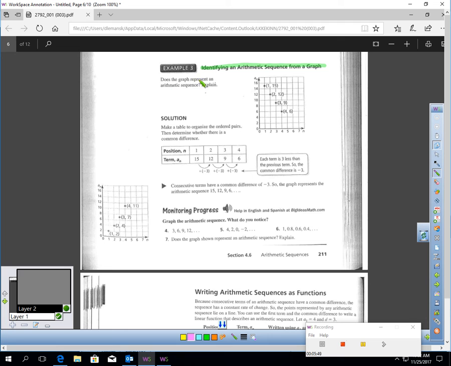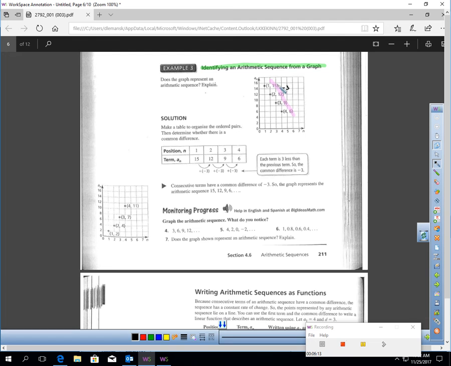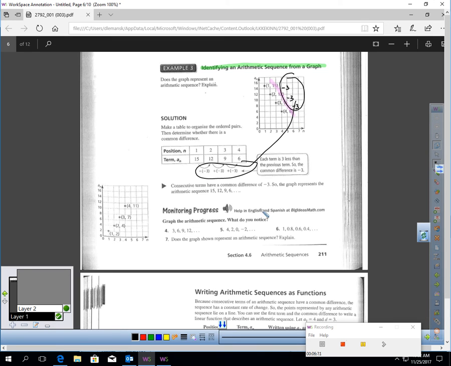So, does this graph represent an arithmetic sequence? Well, these points do look straight, and let's just analyze right here the y values. If we have a common difference, then we know it would be an arithmetic sequence. Let's look. We're going down 3 from 15 to 12, down 3 from 12 to 9, down 3 from 9 to 6. This is definitely an arithmetic sequence. Okay? There's a common difference. We're going down 3 each time.